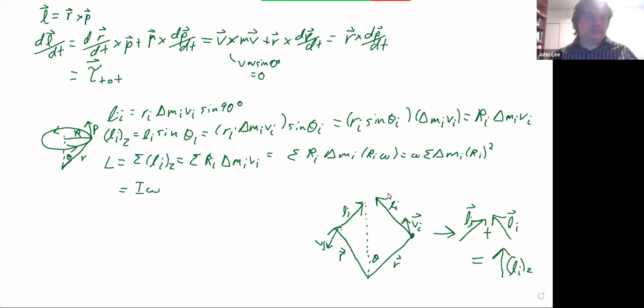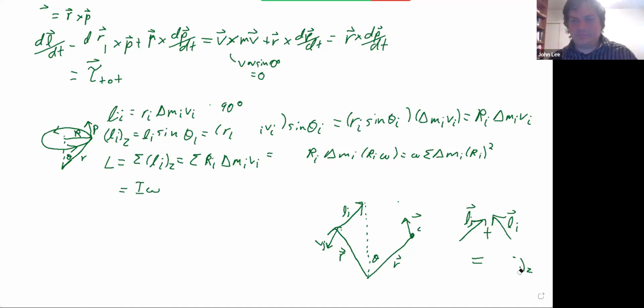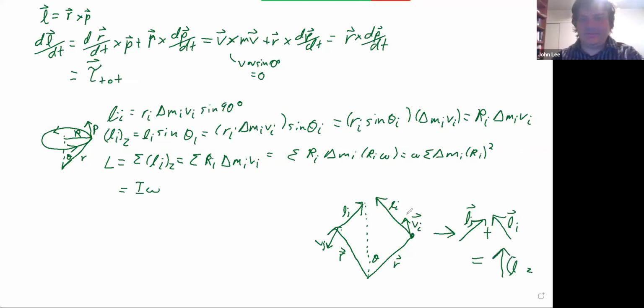and then only the z component remains. So when we talk about this now, we're going to only care about the z component.